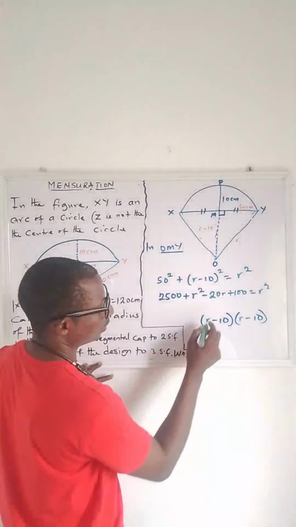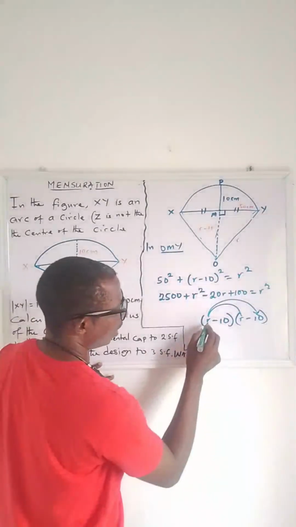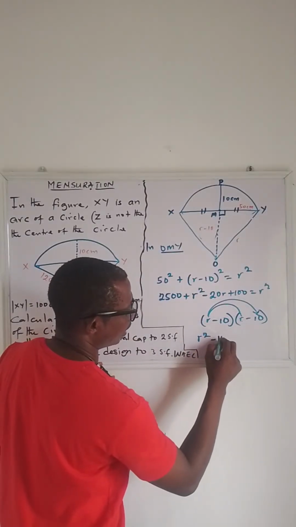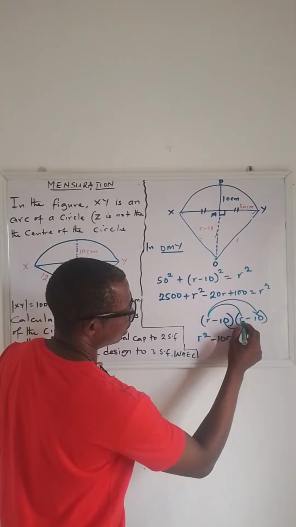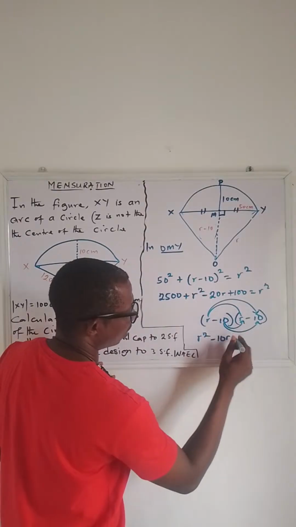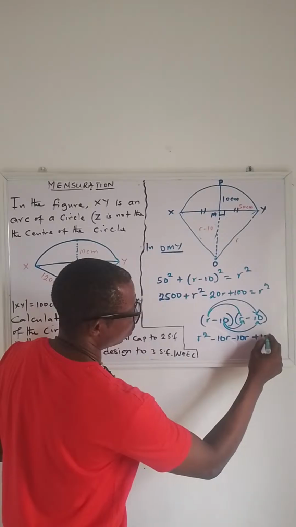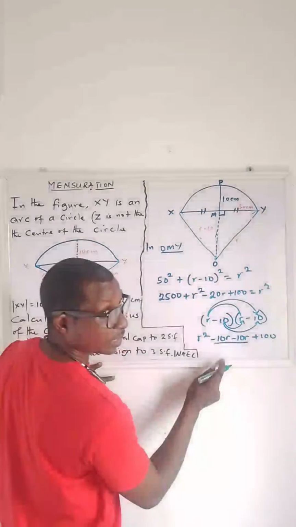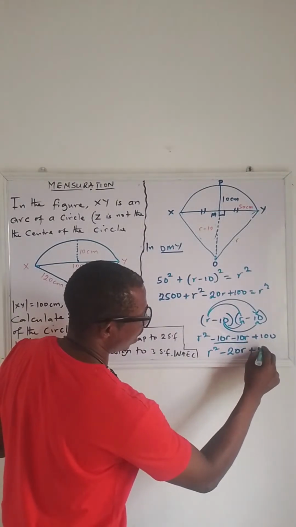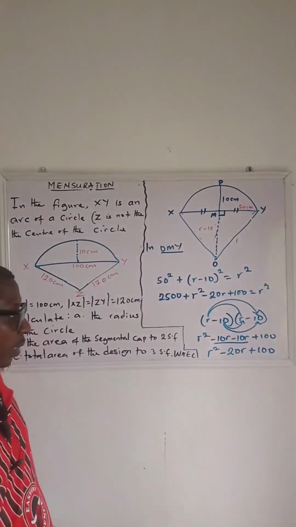Now let's expand. This multiplies this, it also multiplies this. So we have R times R, we have R squared. R times negative 10, we have negative 10R. So this multiplies this and also multiplies this. Negative 10 times R, that's negative 10R, and negative 10 times negative 10, that's plus 100. Now this and this are similar, so I have R squared minus 20R plus 100. Can you see now we have this? So that's how to expand that.